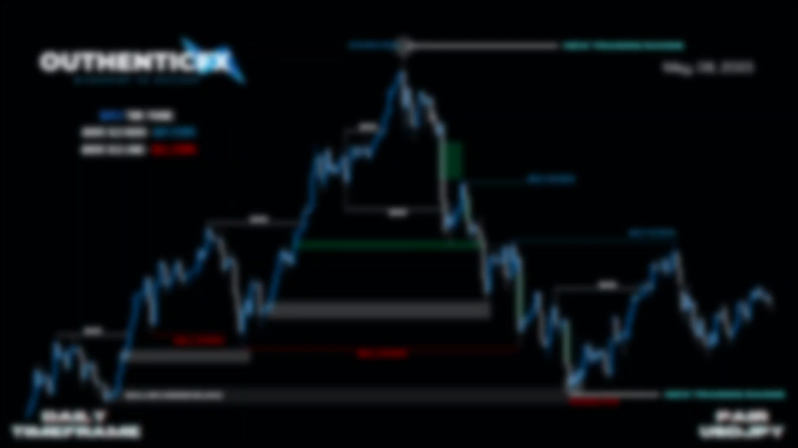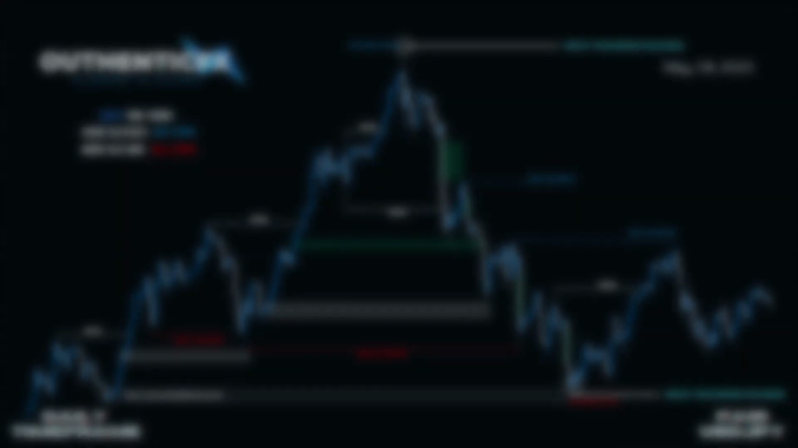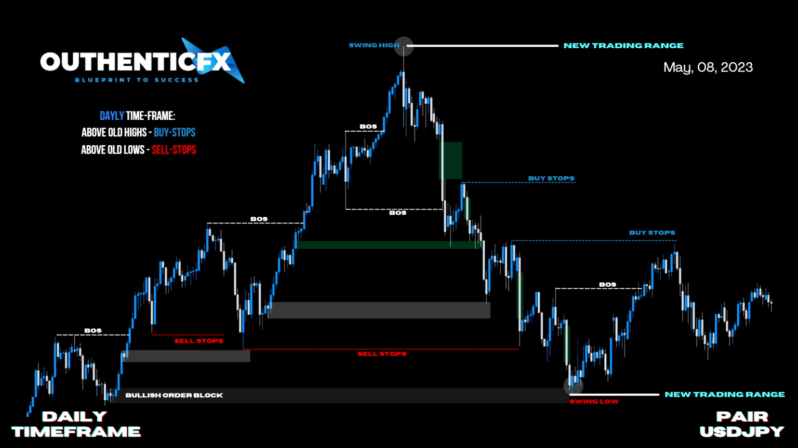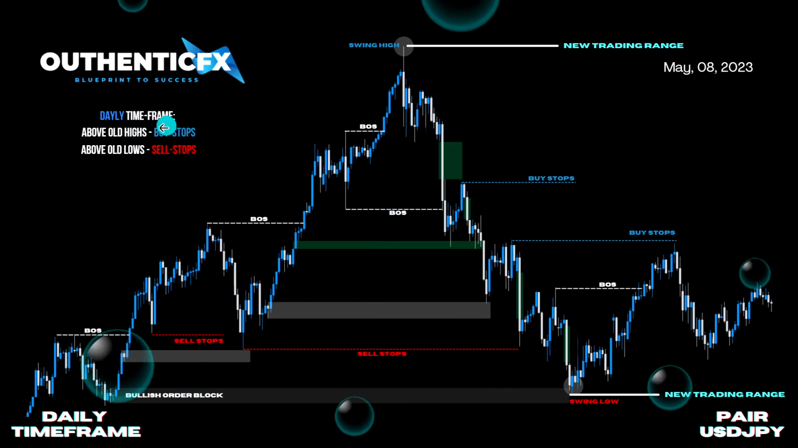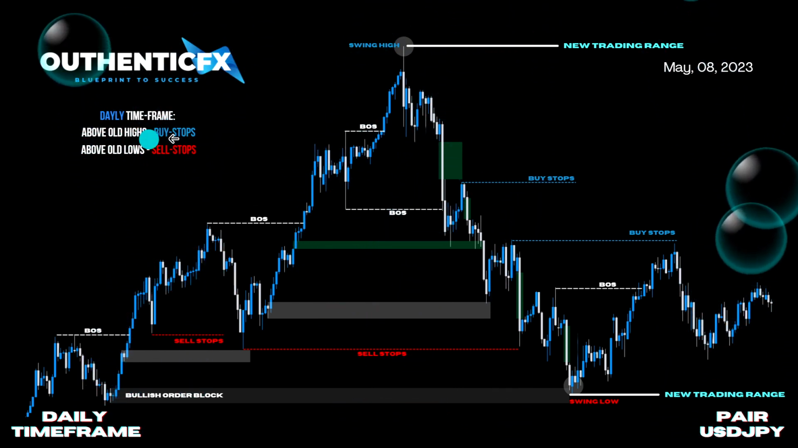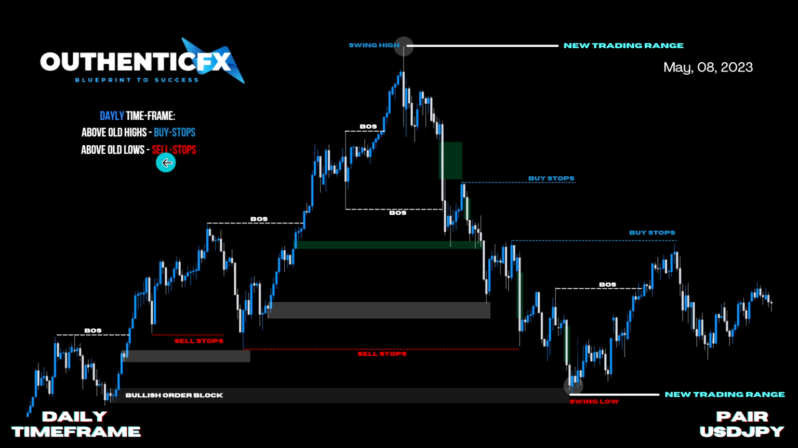So, what do we see right now? We need to now zone into the daily time frame. What's happening in the daily time frame is the following, right? All we need to know is on the daily time frame, above old highs is buy stops, above old lows is sell stops, right? So we look to the left, guys. We always start off from the left and go all the way to the right.